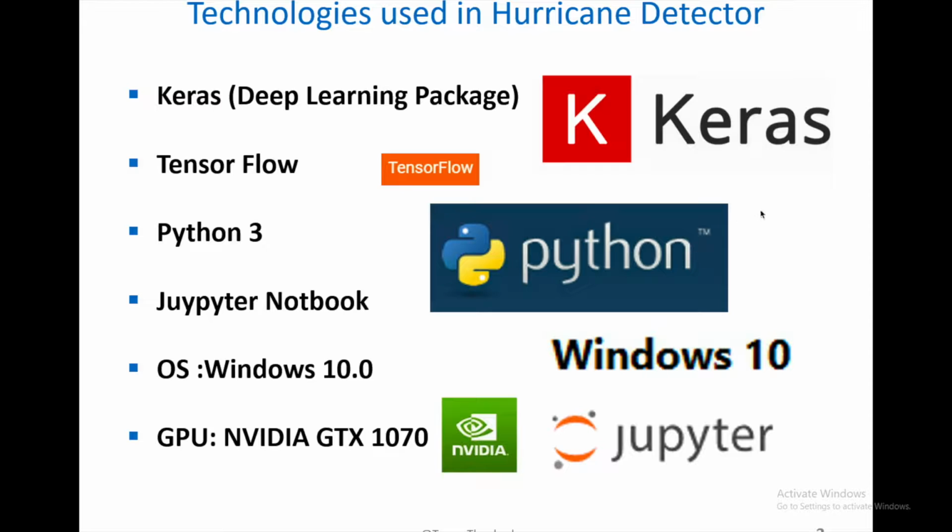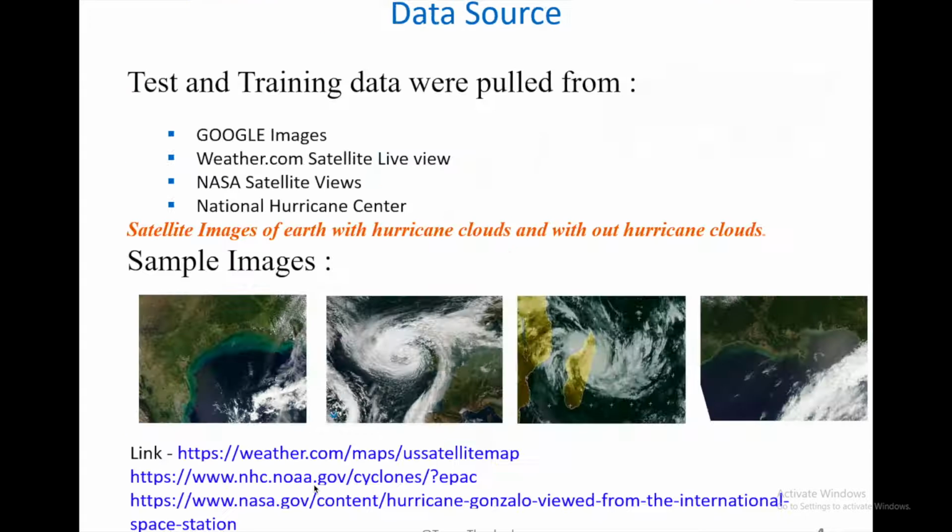The technologies used include Keras, TensorFlow, Python 3, Jupyter Notebook, Windows 10, and I'm using an NVIDIA GTX 1070 for this system. Data sources for the different images that you see here on the screen are Google Images, weather.com satellite live pictures, NASA satellite views, and National Hurricane Center images. You can see the link below for the pictures.